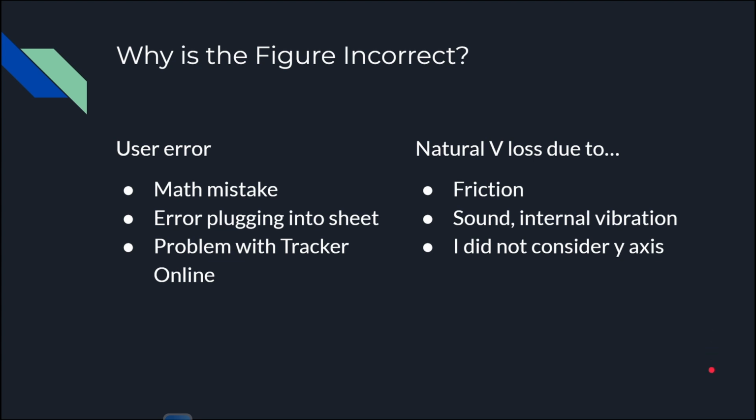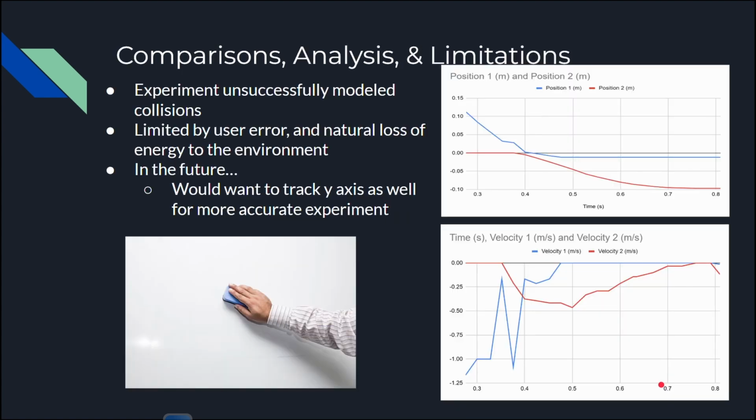So why is this figure incorrect? Firstly, the natural velocity loss could be due to friction, sound or internal vibration, or small variations in the velocity because of the y-axis. Or it could be user error on my part, like a math mistake? I don't think so, but you can take a look if you want. Please still give me 100 though. An error plugging my data into the spreadsheet, or a problem with Tracker Online, or some kind of distortion from the camera lens on the whiteboard, but I doubt it. I think it's probably mostly from friction.